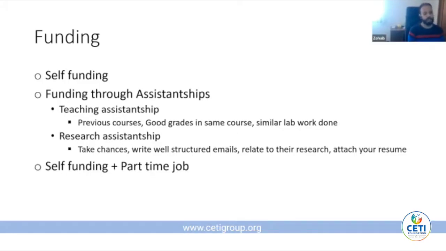The other option I would say is research assistantship. This is much more relevant for thesis-based programs or for PhD. But I would still suggest take your chance, write well-structured emails, relate to their research, and attach your resume. If you have done relevant research in a research group and they're looking for some research assistant to help them with part of the project, that is one of the funding options you can get. And you should talk to them. You should write and suggest that to the prospective professors.